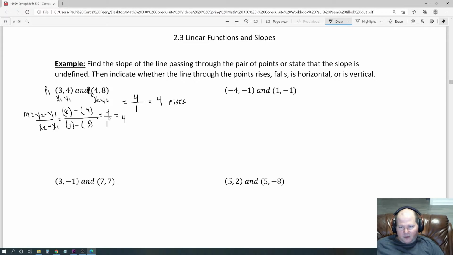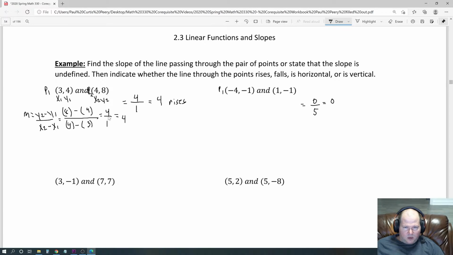Next. Okay, right here, we can just look at this. What's the change in the y values? From -1 to -1, the change was 0. It did not change at all. And then from -4 to 1 is a 5 change for the x, or the run in this case, right? 0 divided by 5 is 0. We got our slope. Okay, so let's do it the long way.